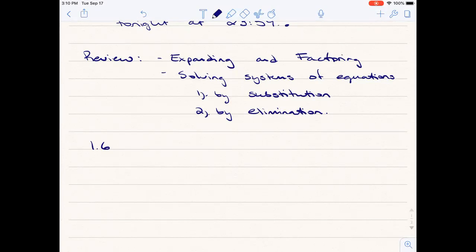All right. Then let's do 1.6. It's just a quick little section on ratios, proportions, and percentages.